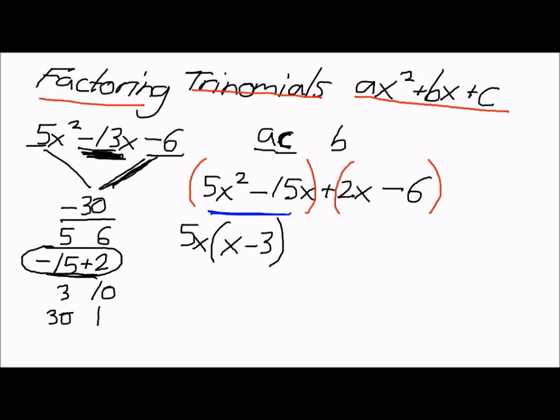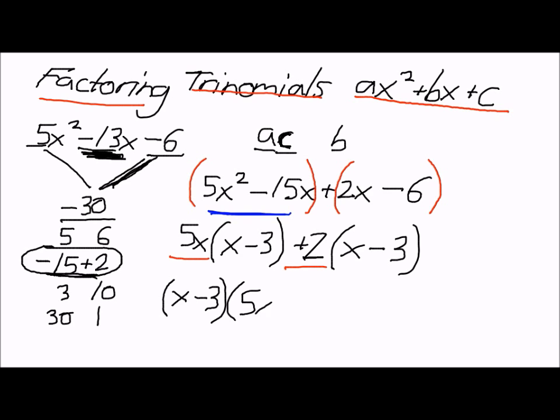How about the second set? We could pull out a positive 2, and that leaves an x minus 3. Okay, then we just rewrite the first repeated parentheses term, so x minus 3, and then we just write what's outside of the parentheses, 5x plus 2. So 5x plus 2.